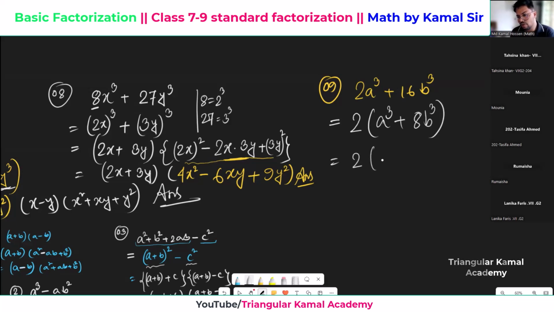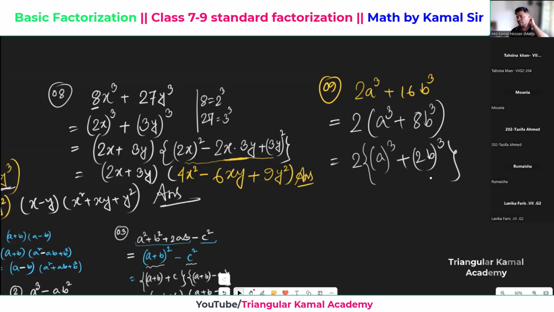2, a cube. First one is a cube. And here, I think we should write a cube and 8b cube. Here we can write twice b whole cube. Now apply the formula of a cube plus b cube.